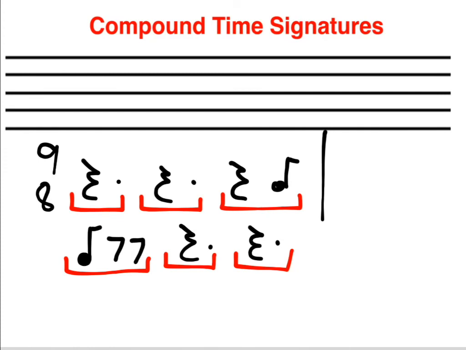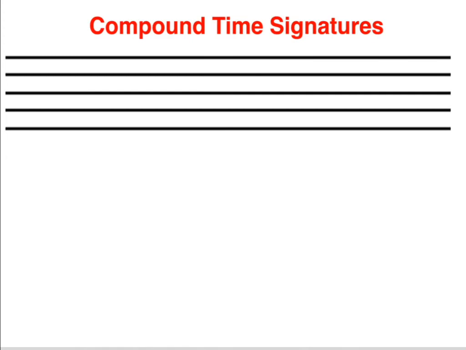And I'll do one more in 12/8. Now remember, when we're dealing with time signatures that have 4 beats in a bar, you can group rests together if they equal up half of an entire bar.